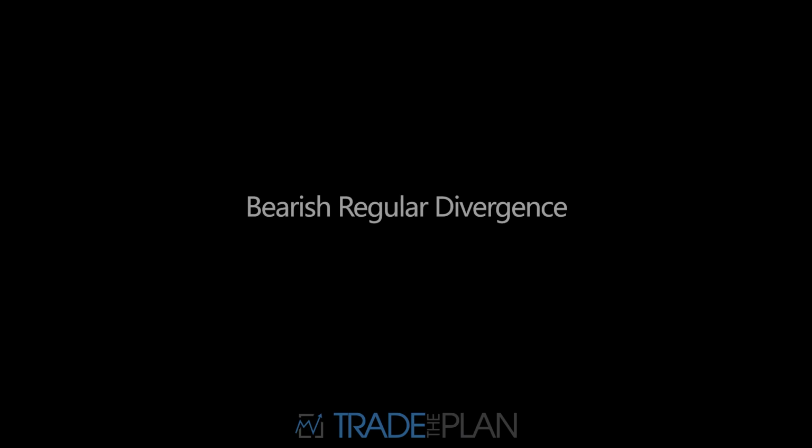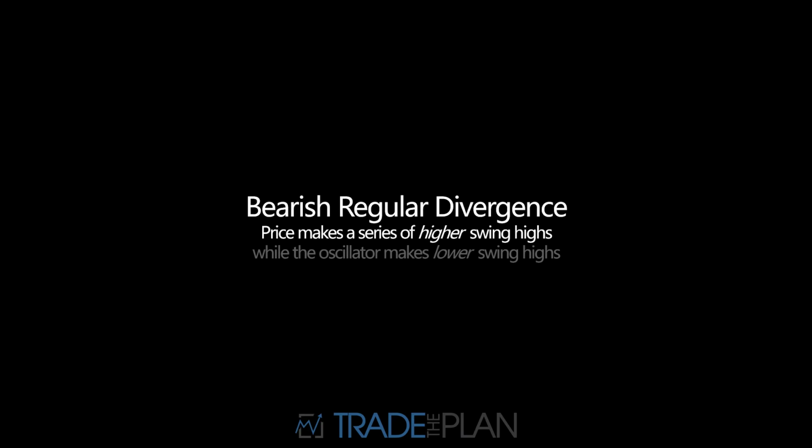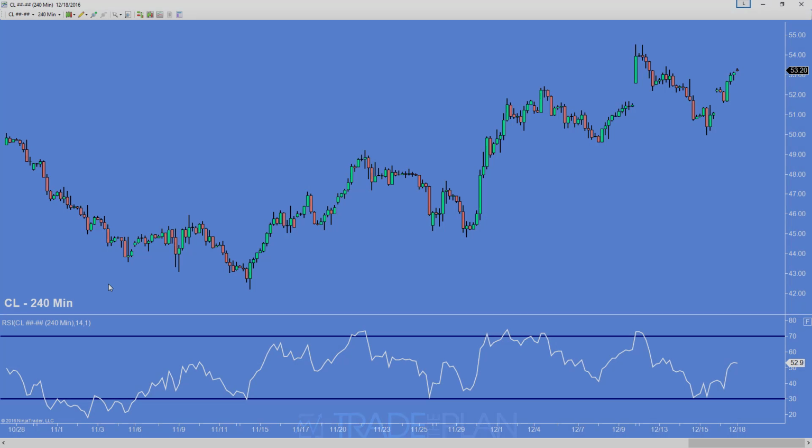And then for bearish regular divergence we have price making a series of higher swing highs while the oscillator makes lower swing highs. Typically, when we're talking about doing price momentum divergence analysis, we're doing that analysis between price and some momentum overbought, oversold type of oscillator, such as the RSI, which is the relative strength index, which we're using here, or the momentum oscillator, the MACD, the TSI, and dozens of others.